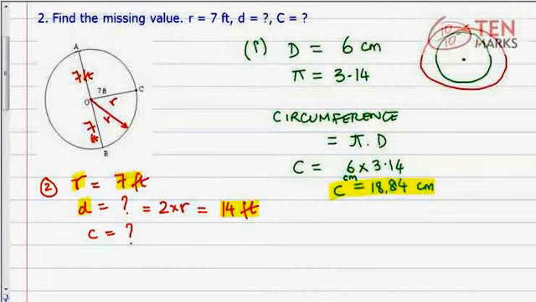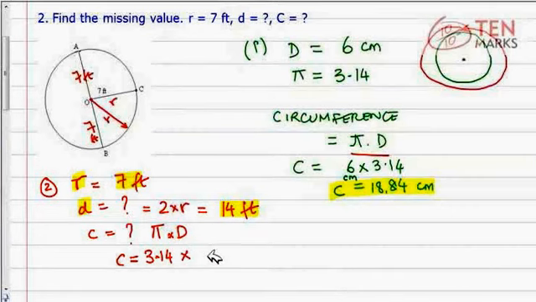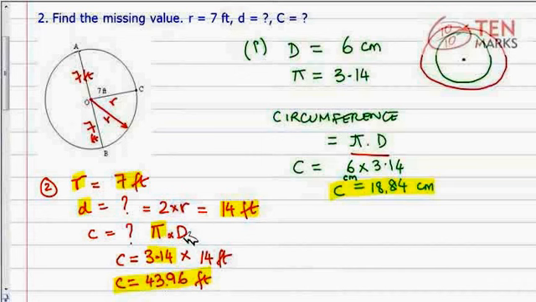Now, in order to compute the circumference, we know that the formula for the circumference is pi times d. What is the value of pi? Pi is 3.14. What's the value of the diameter? It's 14 feet. So if we multiply, what do we get? 43.96 feet. The circumference is 43.96 feet. All I did was multiply the value of pi, which is 3.14, with the diameter we just computed as 14 feet.